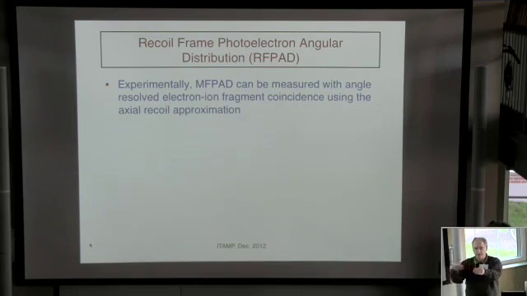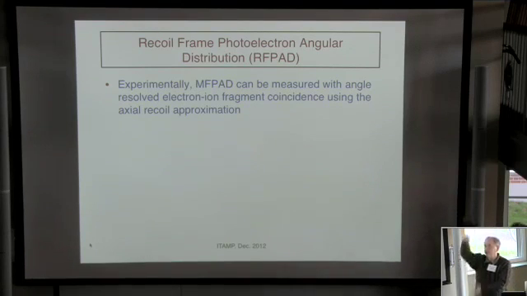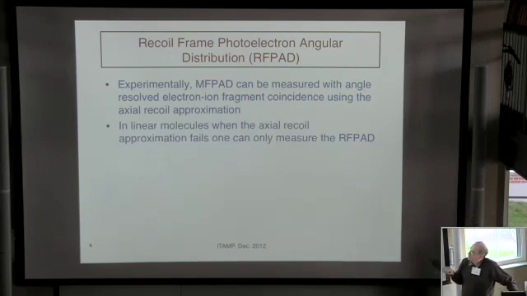Okay, so all those calculations assumed that the molecule was fixed in space, ionization occurred, and the molecule fragmented in the same direction. So this basically is what's called the axial recoil approximation, assuming that the molecular bond that breaks tells you the direction of the fragmentation.